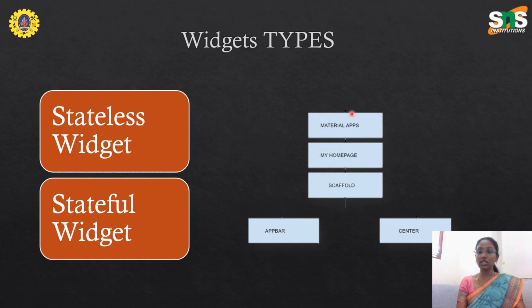Here I'm giving the structure of our application. The first one is MaterialApp, which is a package for Flutter applications. The next one is MyHomePage, where we'll work on the home page side. Next, Scaffold is one of the widgets we'll work on later, and then the AppBar and Center. These are also widgets in Flutter that we will see in depth in a later series.